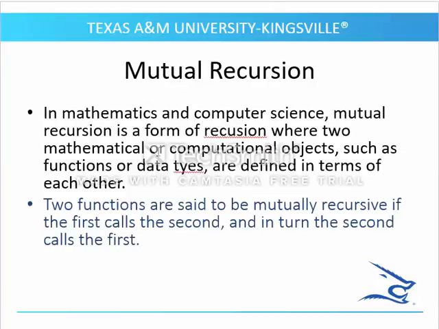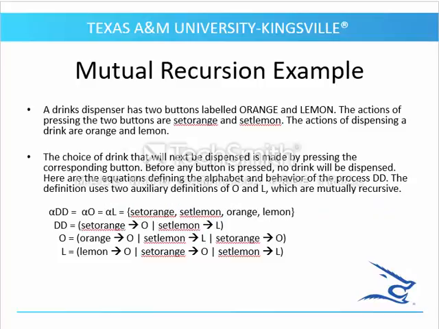Mutual recursion. In mathematics and computer science, mutual recursion is a form of recursion where two mathematical or computational objects, such as functions or data types, are defined in terms of each other. Two functions are said to be mutually recursive if the first calls the second and in turn the second calls the first.